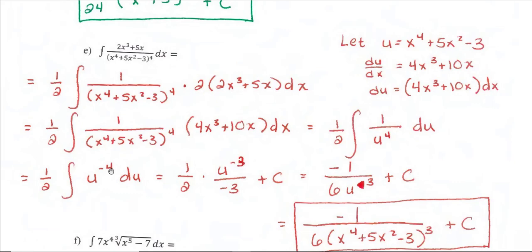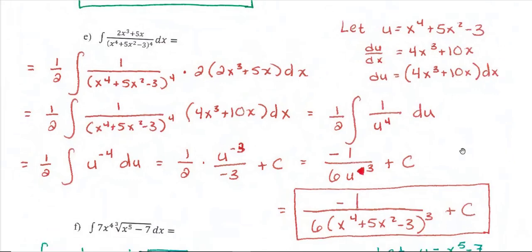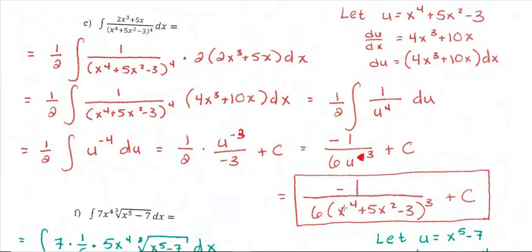And I end up with 1/2 times u to the negative 4 plus 1 over negative 4 plus 1, which is negative 3. So I have 1/2 times u to the negative 3 over negative 3 plus c. That 1/2 and that negative 3 combine to get, bring the negative up, negative 1 over 6, bring the u down to give it a positive exponent, and I have negative 1 over 6u to the third plus c. Of course, we need to replace back what u is, and we get negative 1 over 6 times x to the fourth plus 5x squared minus 3 all to the third power plus c.